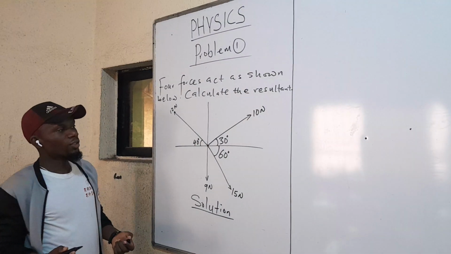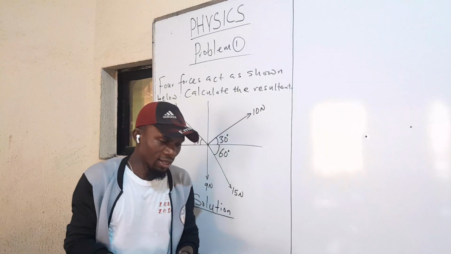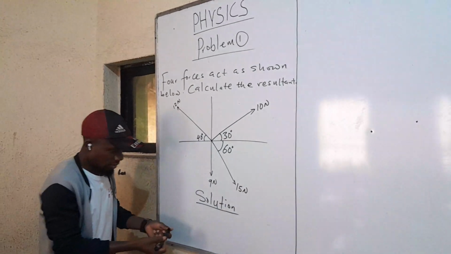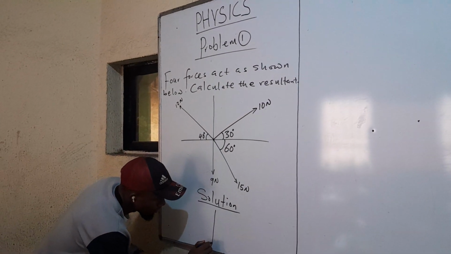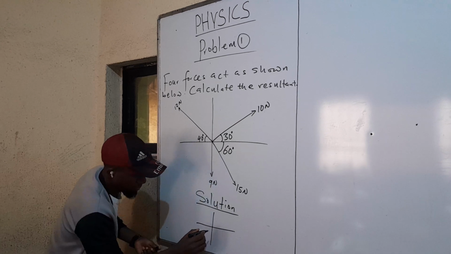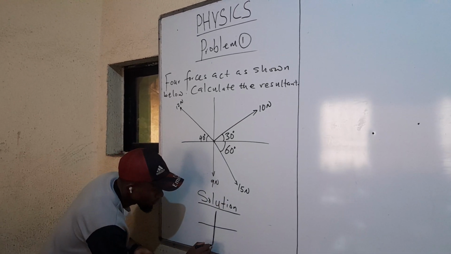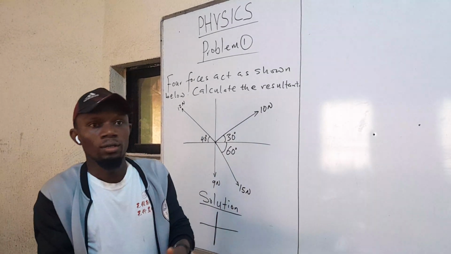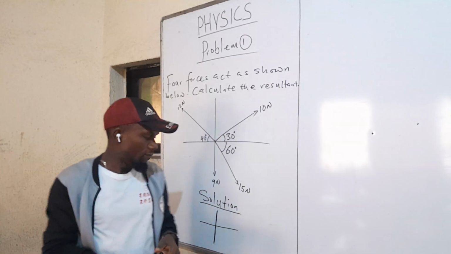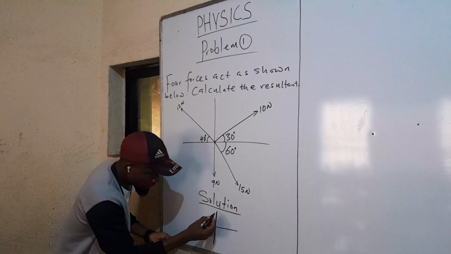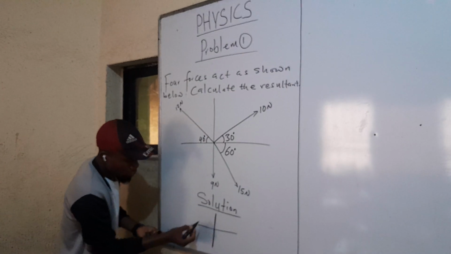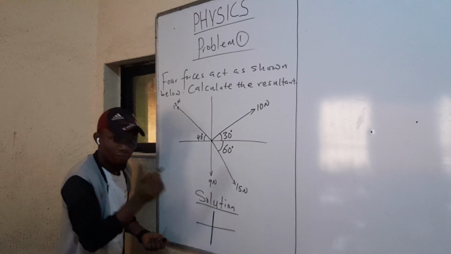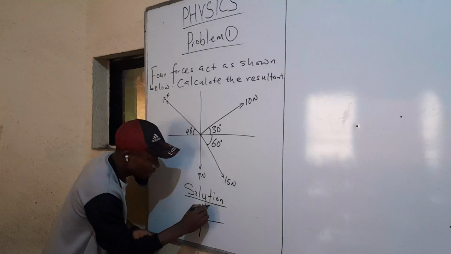The first thing I need to do is introduce this. If you know this, that's hint number one, you can be able to solve problems on the resultant of more than two vectors. The first thing you need to know: this is the first quadrant, second quadrant, third quadrant, and fourth quadrant. In the first quadrant, everything here is positive.